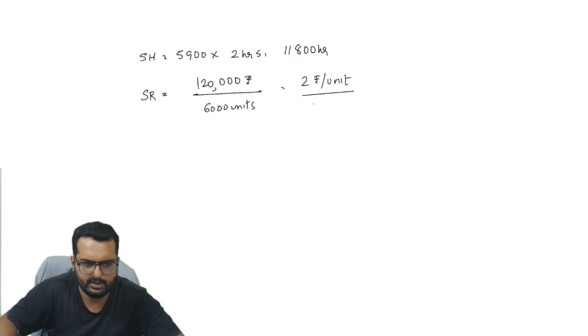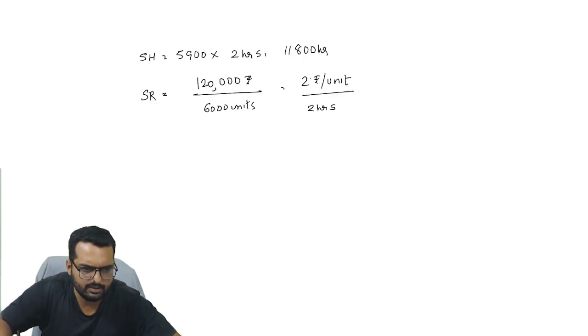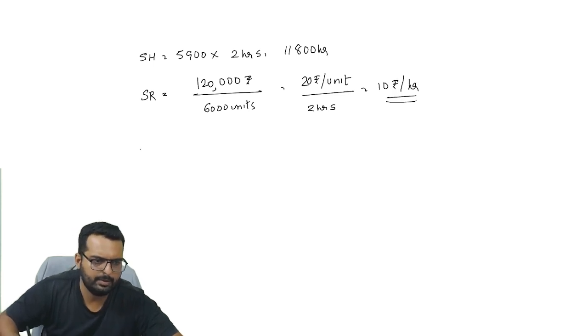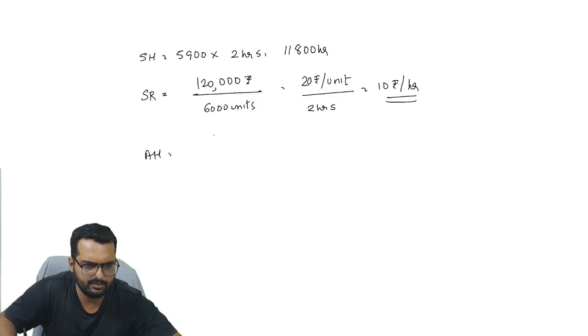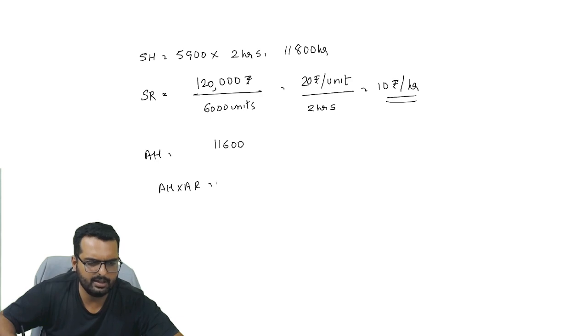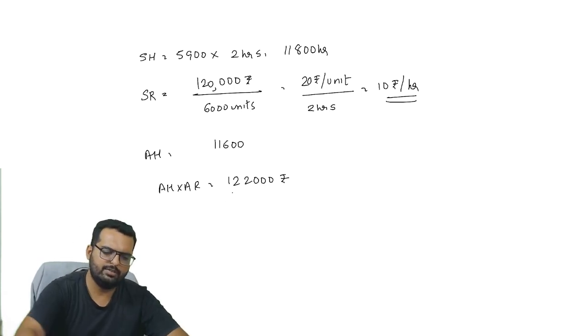This divided by 2 hours, right? Per unit. Standard time for 1 unit. 20 divided by 2 will give you the answer as what? 10 rupees per hour. Actual hours is given over there, how much? 11,600 hours. AH into AR is directly given. That is turning out to be 1,22,000 rupees. From this, you can find out all the variances. Please do it, friends.